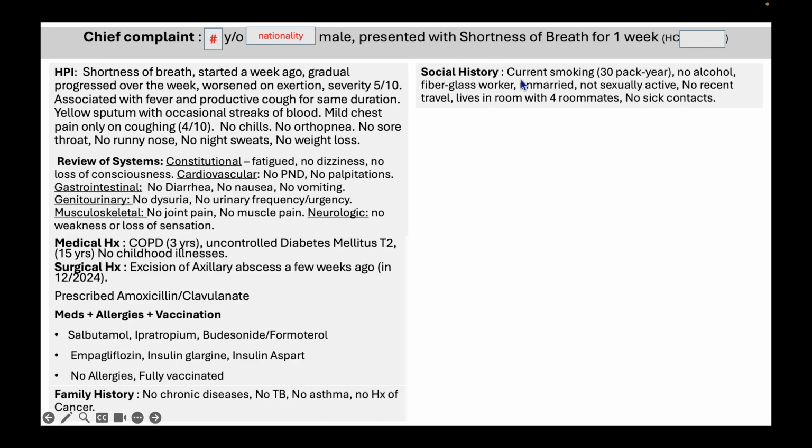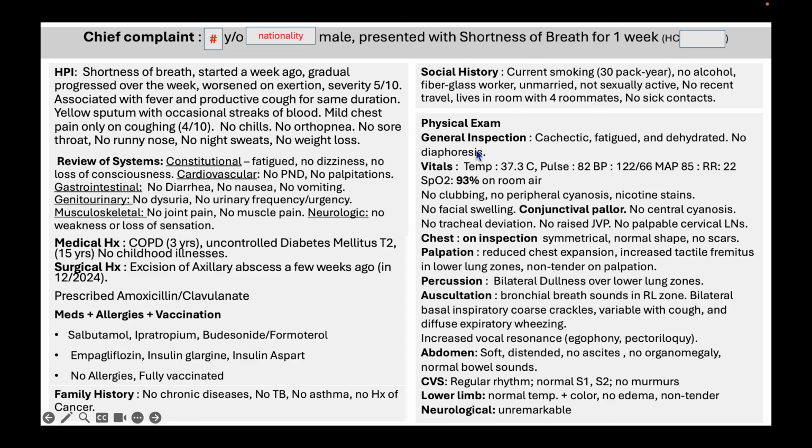Okay. Social history: he's a current smoker, 30 pack-years. You have to mention how much he smokes. No alcohol, fiberglass worker; occupation can move you in a specific direction, okay? Unmarried, not sexually active, no recent travel, lives with 4 roommates, no sick contacts. So this is important in his case, okay? And then you go on to the physical exam. In the physical exam, it's kind of like just following the checklist.